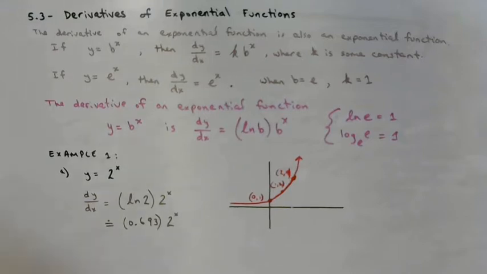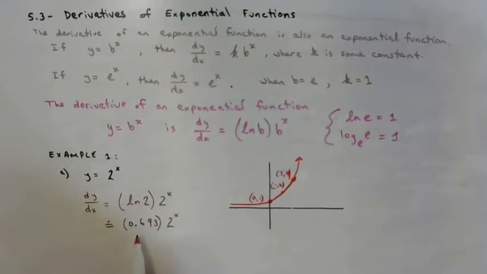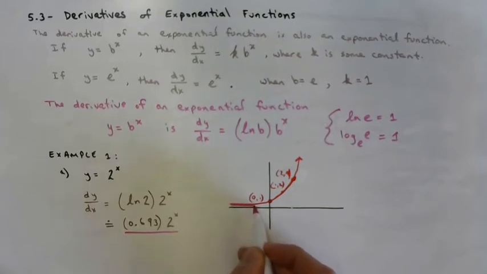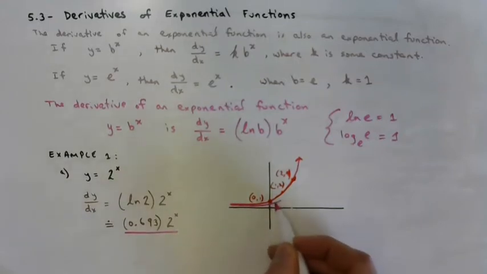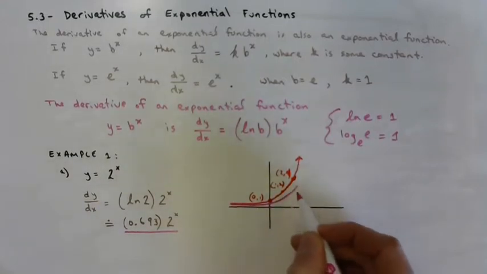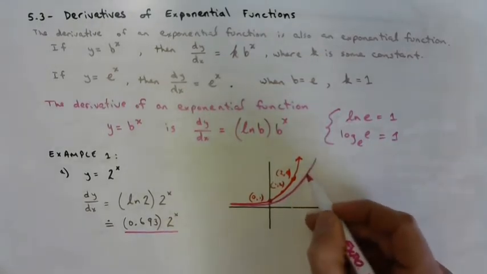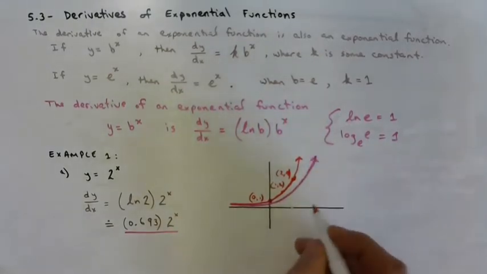So what happens if we take that function and we perform a stretch compression by a factor of 0.693? It's going to be a vertical compression. So our new curve is going to fall just under the original curve. Every point along it is going to be cut down a little bit lower, closer to the x-axis.